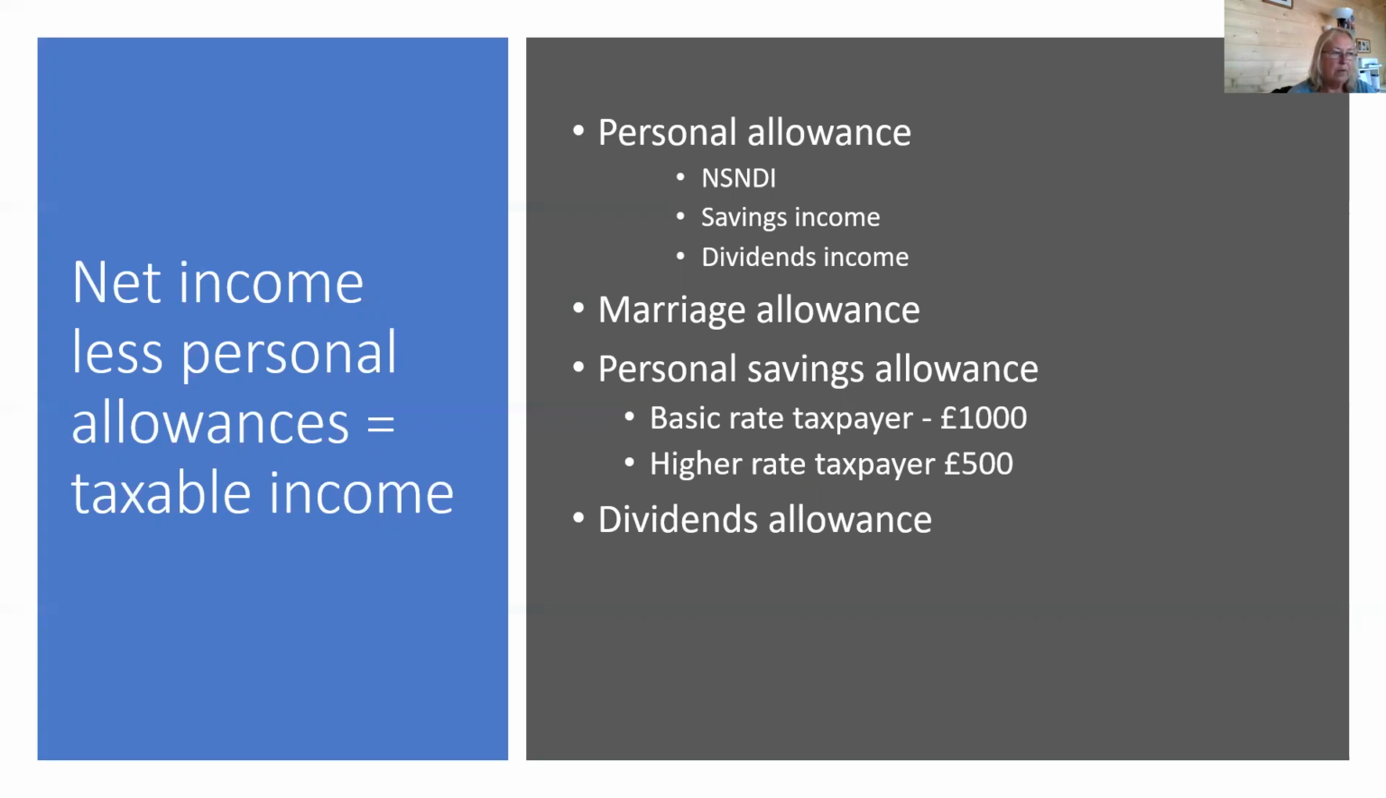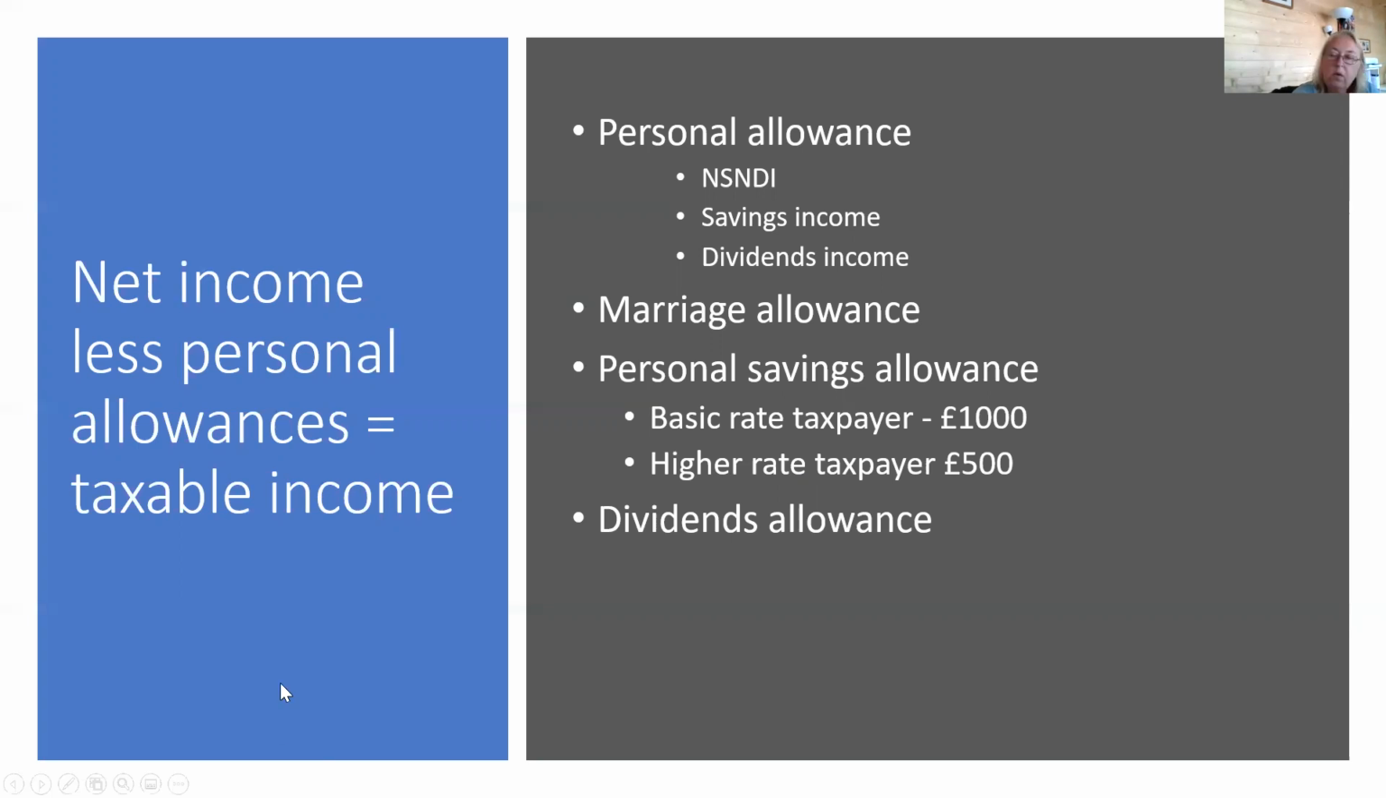Now, those are personal savings allowances, but they're a little bit confusing because they don't actually come off at this point. Instead, we use those interest and dividend allowances when we actually come to work out how much tax will be paid on our interest and on our dividend income. Okay, so we'll come back to those in a moment.